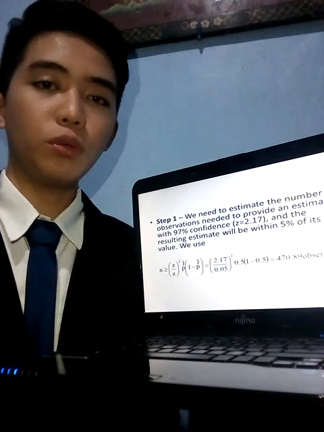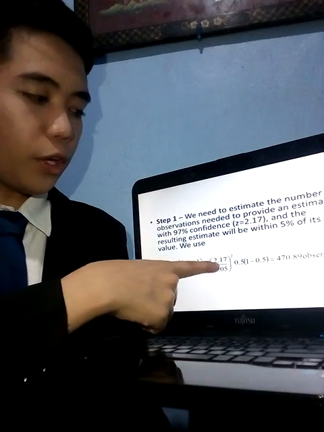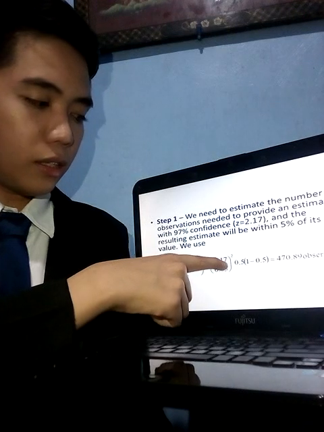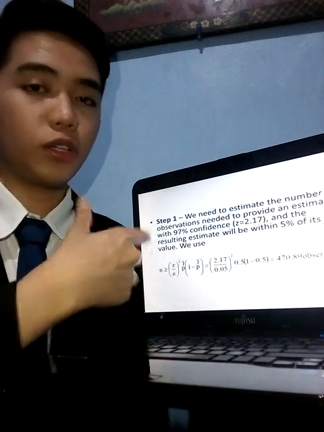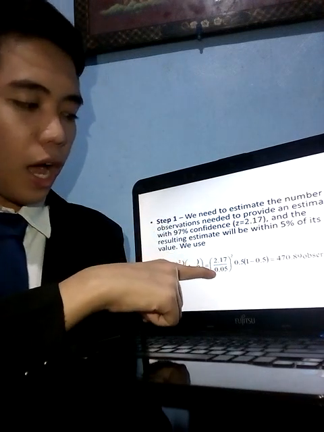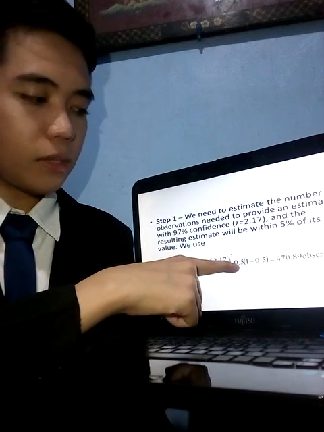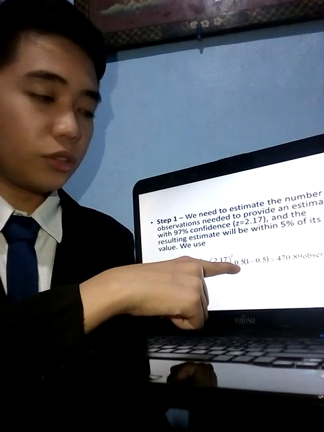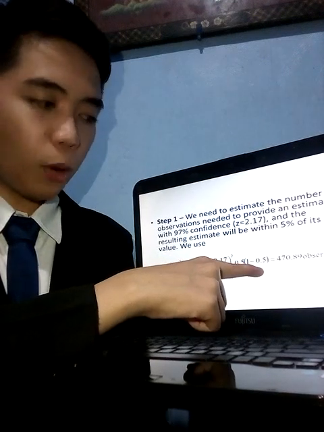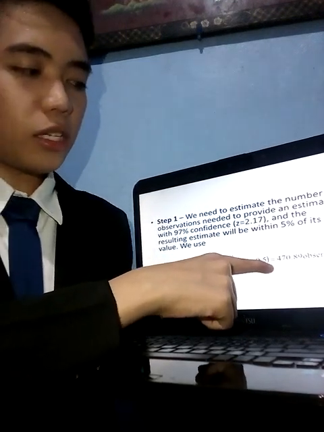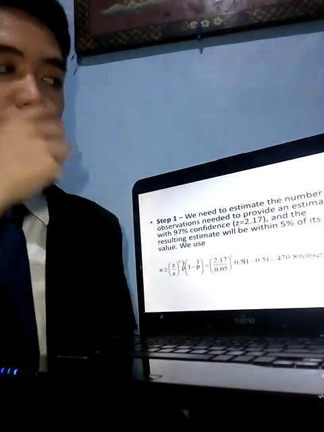So now we substitute. 2.17 is our number of normal standard deviations, over our error of 0.05, squared, times our proportion 0.5 times 1 minus our proportion 0.5, is equal to 470.89 observations.